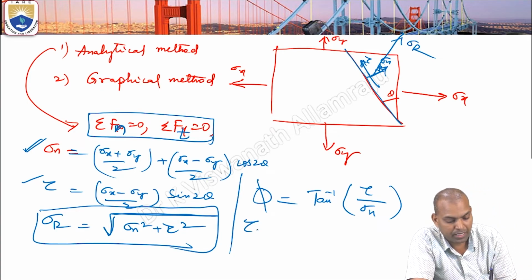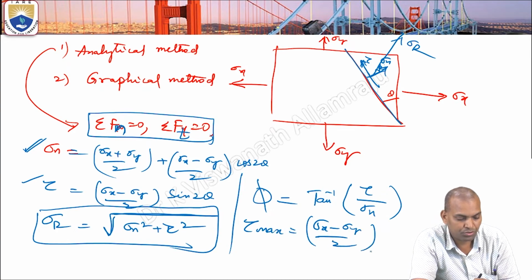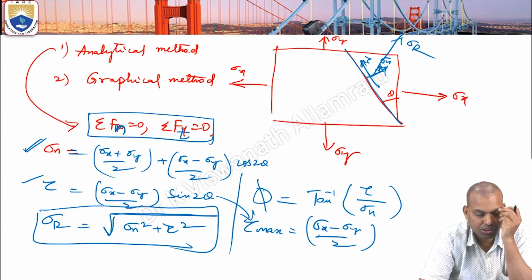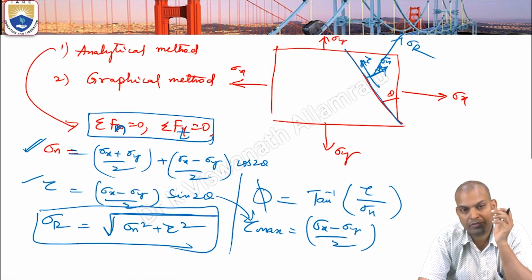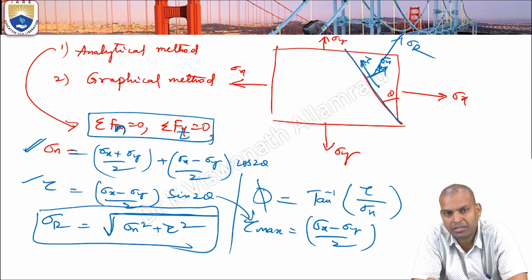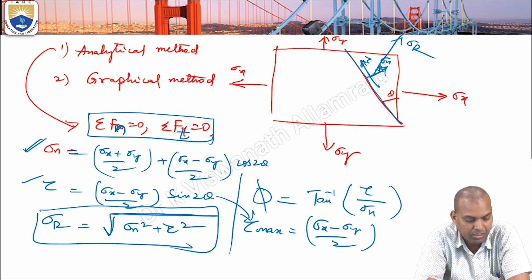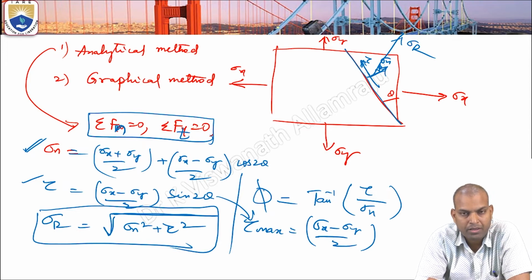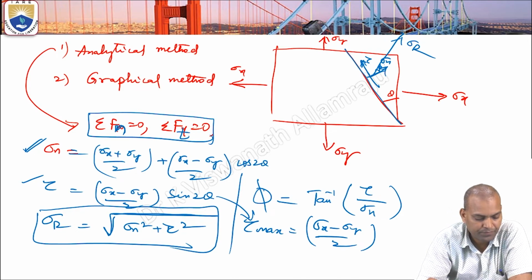One more thing is that the maximum shear stress tau max is equal to sigma x minus sigma y by 2. How is this tau maximum derived? From the shear stress equation, sigma x minus sigma y by 2 sin 2 theta. This shear stress becomes maximum when theta equals 45 degrees, that is 2 theta equals 90 degrees, sin 90 equals 1. So tau becomes tau maximum when theta equals 45 degrees.